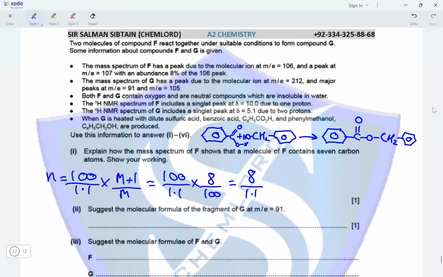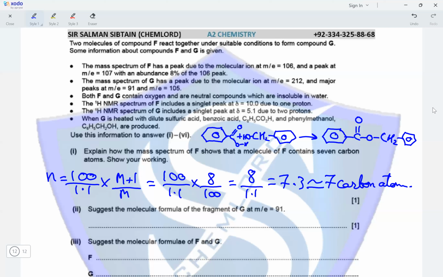And 8 upon 1.1 gives us a value of 7.3, which needs to be rounded down to 7, since carbon atoms are in whole numbers. So hence we have proved that 7 carbon atoms are present in a molecule of F.